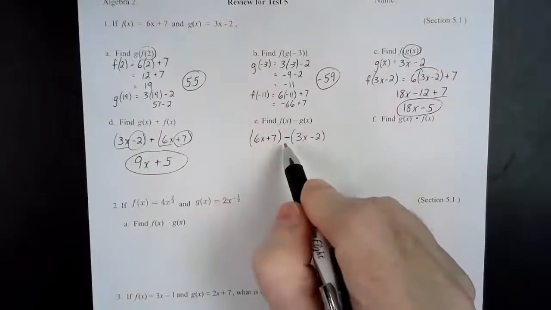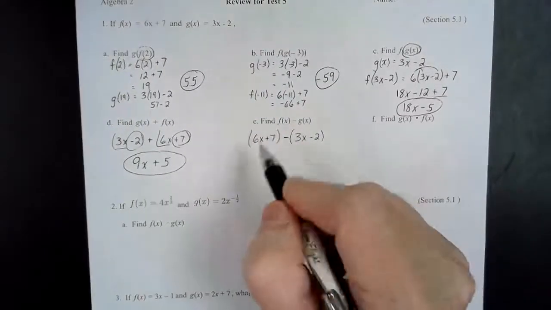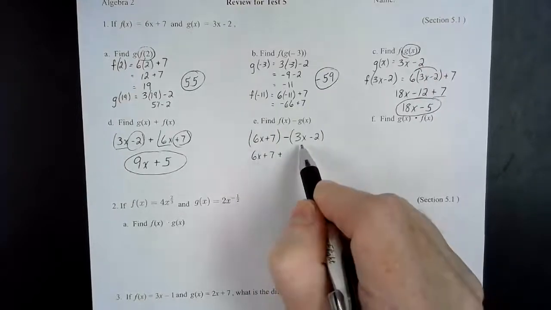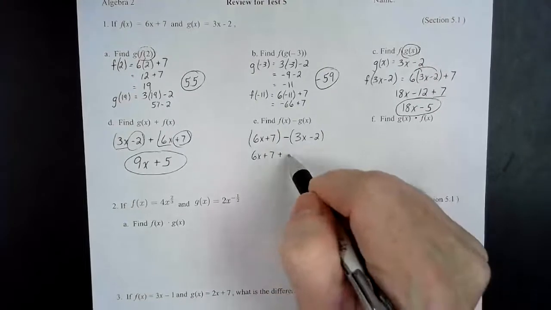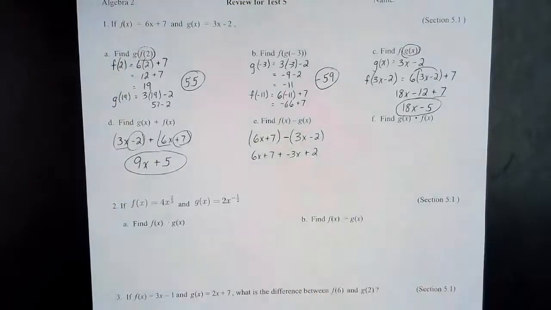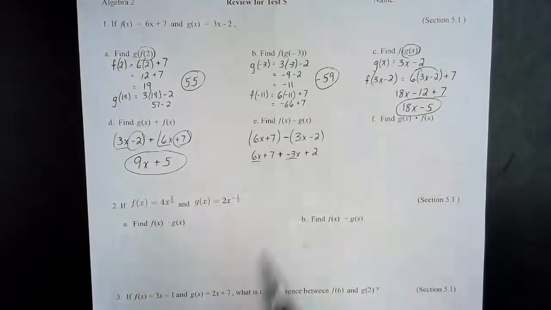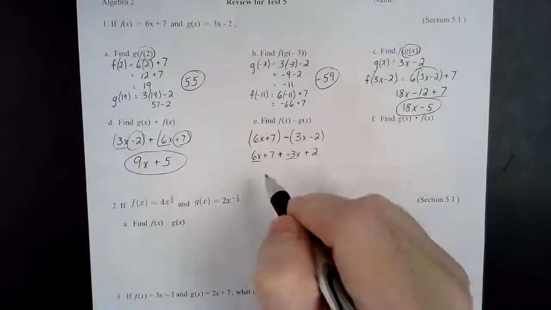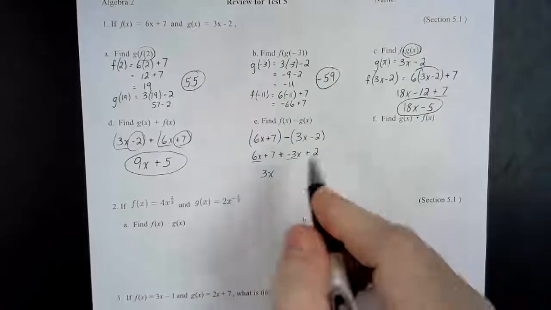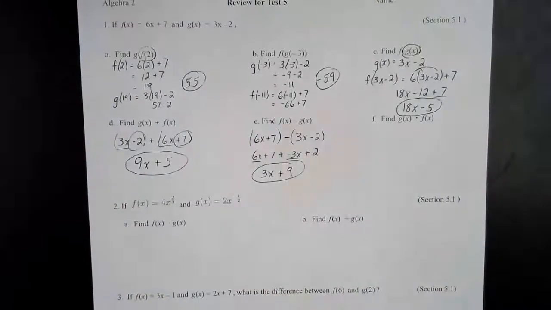Now there's subtraction here. You'd have to distribute that, but what I like to do is change that to addition. So you'd have 6x plus 7 plus, now you have to change the sign of everything after it. So it's a negative 3x, and that becomes positive 2. So now you can look at like terms, 6x and negative 3x, positive 3x, positive 7 and positive 2 is positive 9. 3x plus 9.